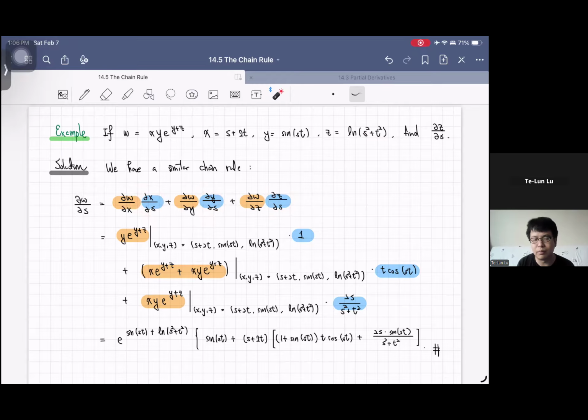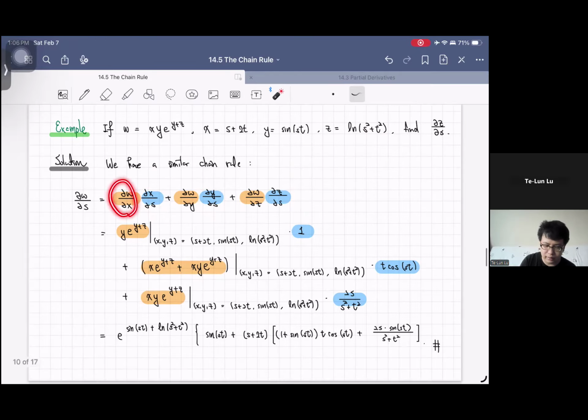And then it's simple calculus differentiation. The derivative of w with respect to x, you don't need any rule, but it's simply this guy, right? And you plug in the corresponding x, y, and z. And the derivative of x with respect to s is simply y. And you can perform this type of argument for the rest of the two terms.